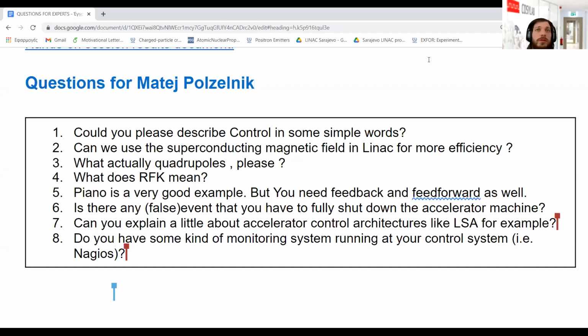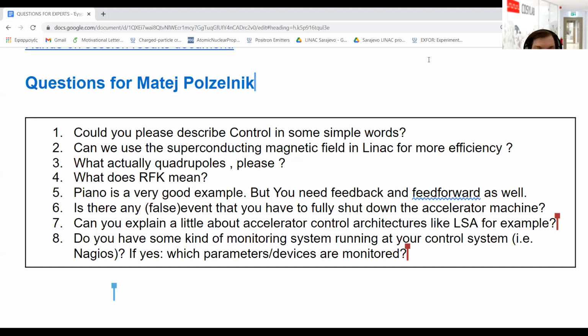RFQ are basically radio frequency quadrupoles. So this is basically the same as quadrupoles, yes. Piano is a very good example, but you need the feedback and feed forward as well. Yeah, of course, but it's just a simplified version, how to present something, you know.